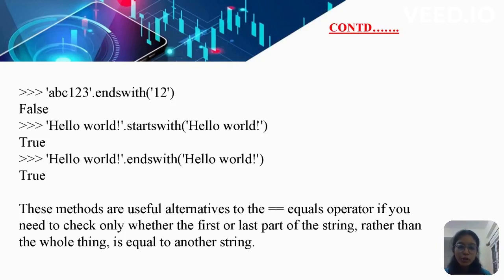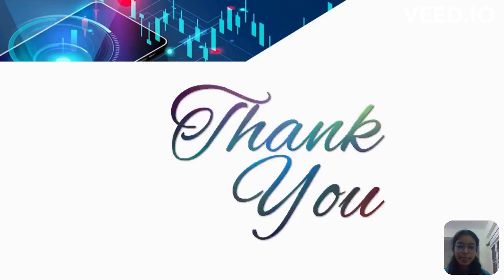These methods are useful alternatives to the equals operator if you need to check only whether the first or the last part of the string, rather than the whole thing, is equal to another string.